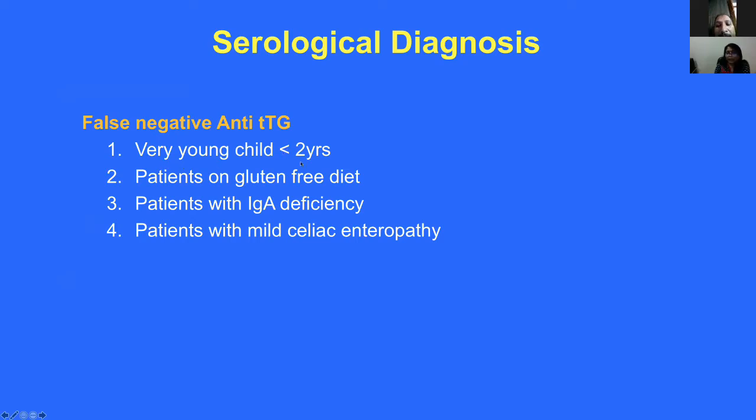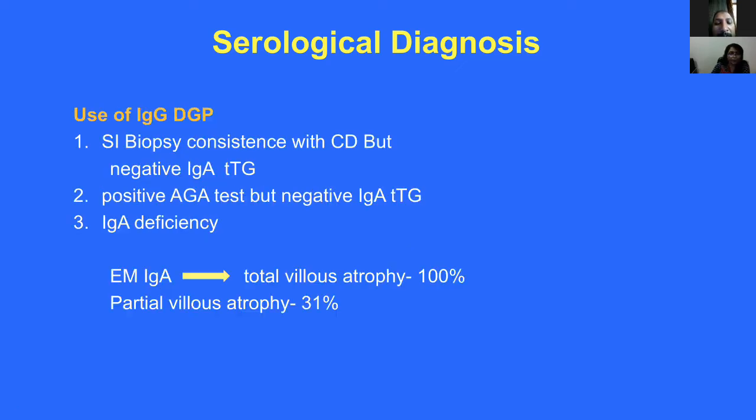Falsely, the patient may be celiac, but we may have negative TTG when a child is very young. In patients less than 2 years, sometimes these antibodies are in low titers. In a patient who has already been put on a gluten-free diet, the level of anti-TTG decreases in spite of having celiac disease. Patients with selective IgA deficiency, because this is the IgA variant which we are testing, if the person already has IgA deficiency, this response of anti-TTG will not be there. And patients with mild celiac enteropathy may not have a high level of anti-TTG. So we need other parameters to diagnose if we have strong clinical suspicion of celiac disease, such as use of anti-DGP, or deamidated gliadin peptide, IgG variety.